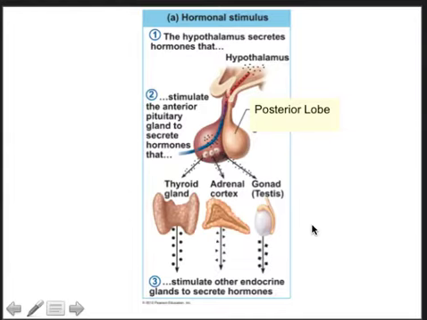Another way that the endocrine system can malfunction is that you can have an error in these targeted glands themselves, where they can either over or under secrete their designated hormone, and that will lead also to problems in endocrine function.